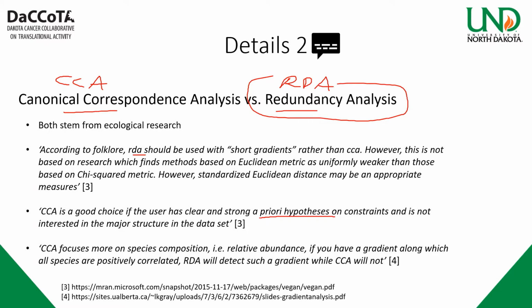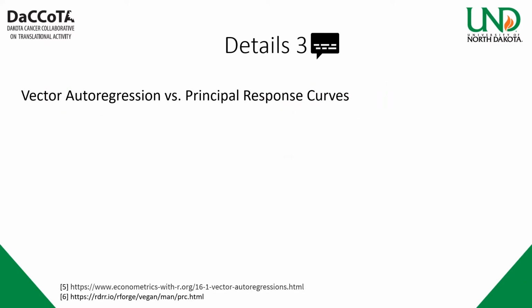And again, CCA focuses more on species composition or relative abundance, whereas RDA is better at looking at a gradient along all species. So again, these are more ecological considerations. When we look at examples, we'll try to translate it into more of our data here. So keep those in mind.